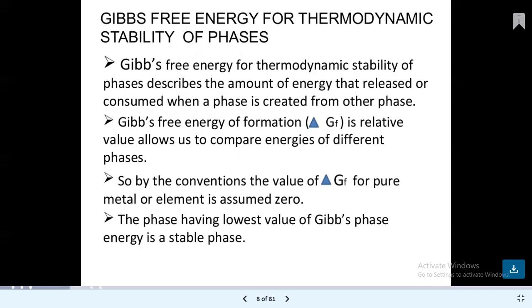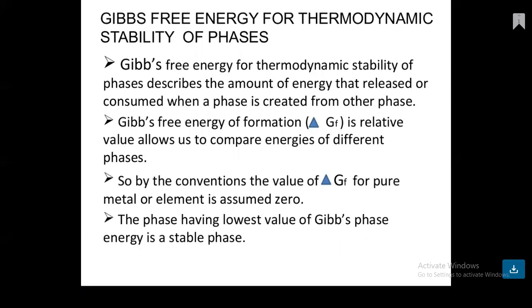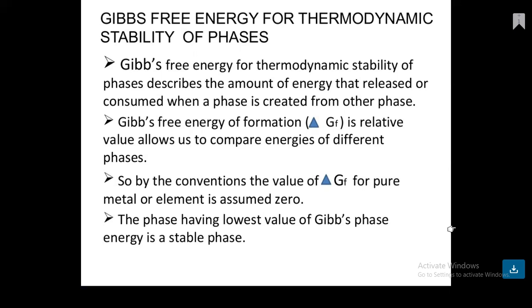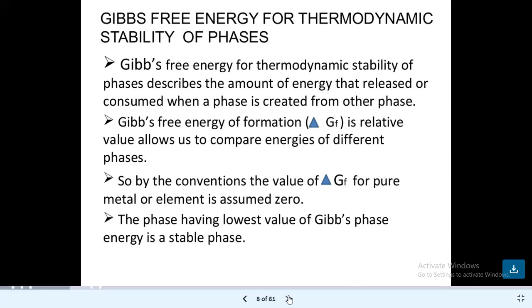Gibbs free energy for thermodynamic stability of phases describes the amount of energy that is released or consumed when a phase is created from another phase. So how much energy gets consumed or released, that is important. So it is taken into account by this. The free energy of formation, delta GF, is a relative value that allows us to compare energies of different phases. By convention, the value of delta GF for a pure metal or element is assumed to be 0. The phase having the lowest value of Gibbs free energy is the stable phase.